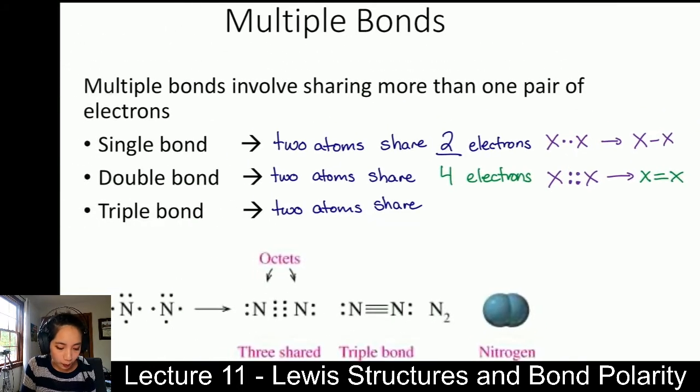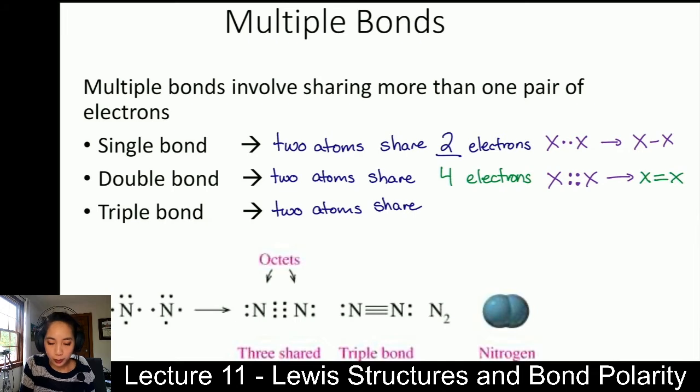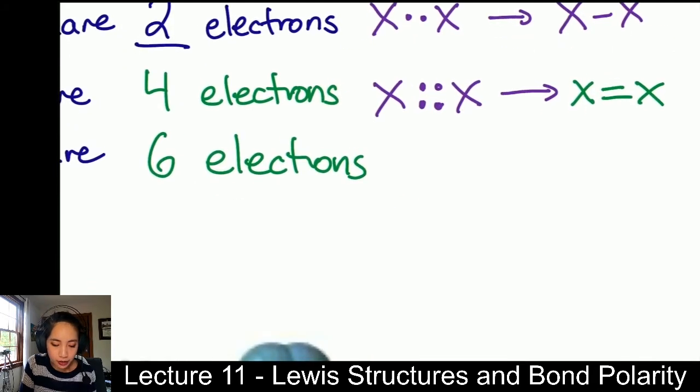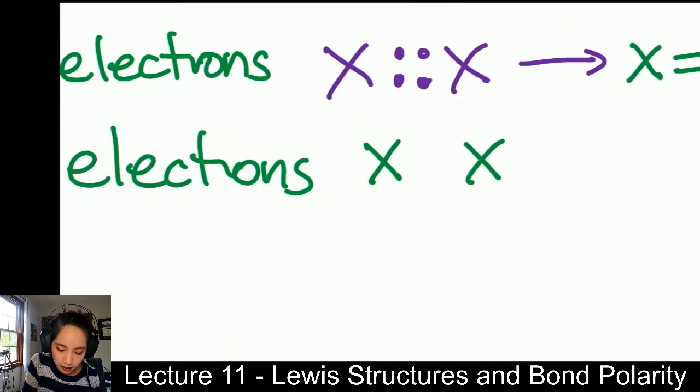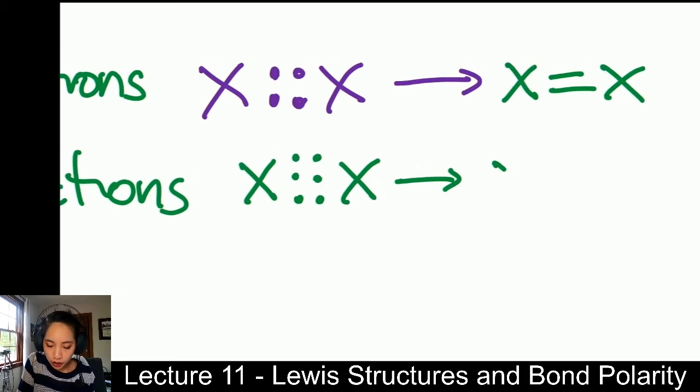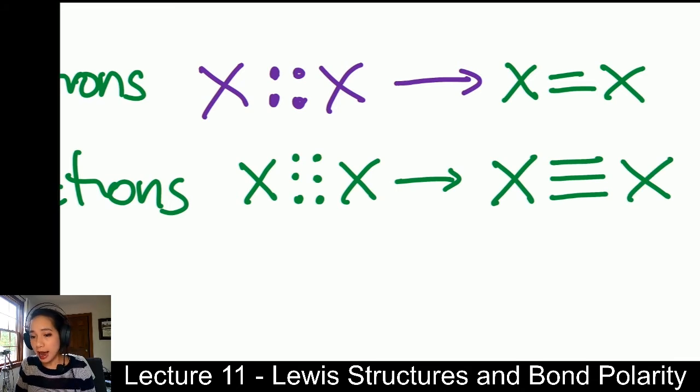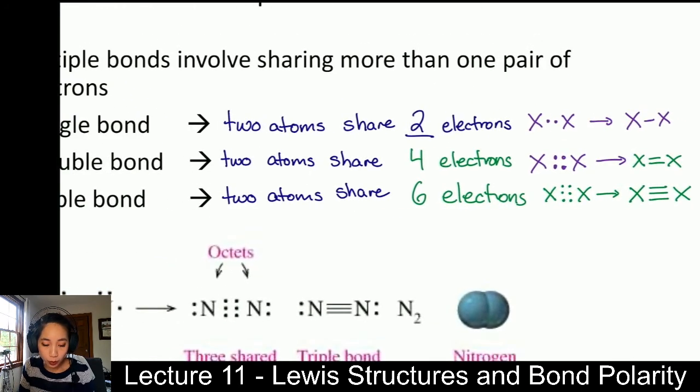So you can predict what a triple bond is. A triple bond is where two atoms share a total of 6 electrons. If we have two atoms, X and X, they're going to share a total of 6 electrons: 1, 2, 3, 4, 5, 6. If we wanted to draw that as a Lewis line structure, we would draw 3 lines to connect those two atoms. And you can predict what a quadruple bond would be. A quadruple bond would be when two atoms share 8 electrons total, and then you would have 4 lines connecting two atoms to make four bonds.